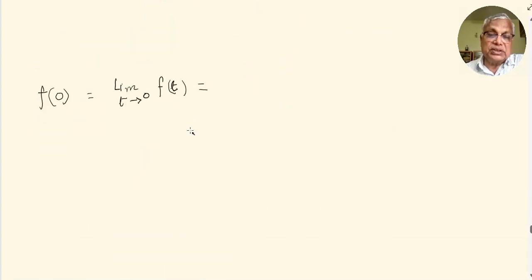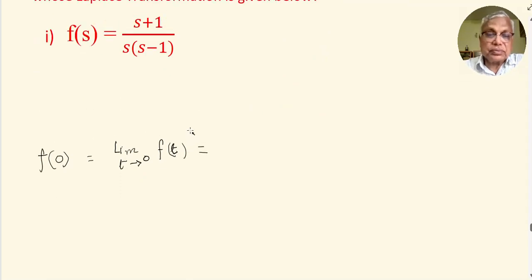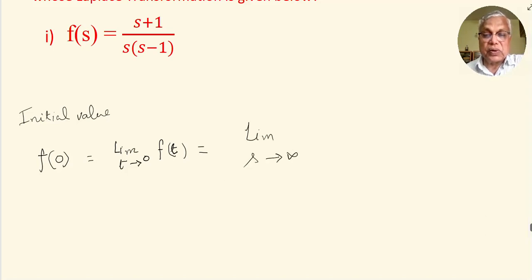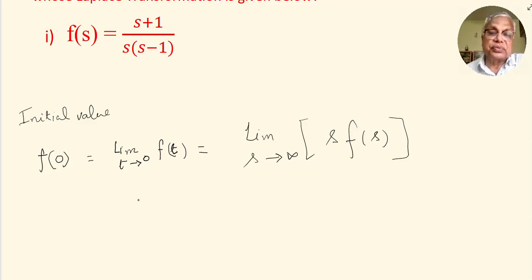So let us take first the initial value. The initial value f of 0, by the initial value theorem, will be limit of s tending to infinity of s into F of s. Okay. So this is the initial value theorem. Okay, F of s is given here.